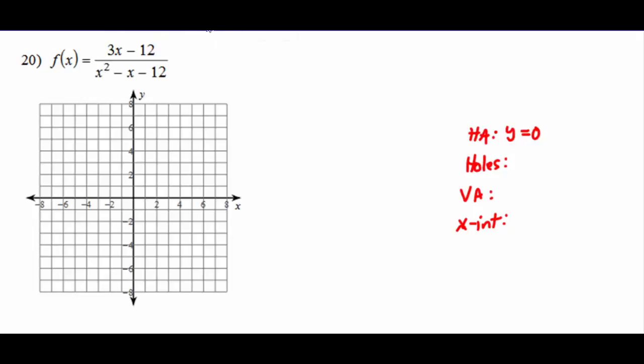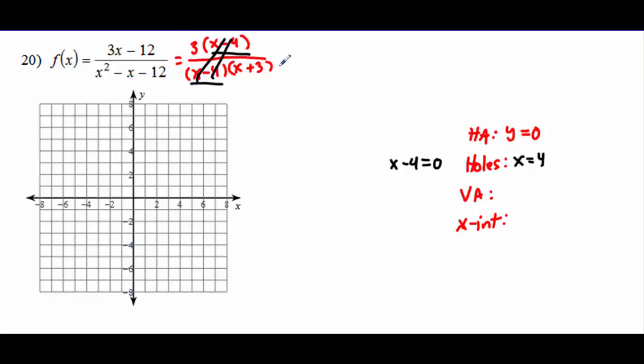After that, everything else we need to find requires us to factor this. So on top we say these both have a 3 in common, which leaves us with x minus 4. On the bottom, we split this up into 2 parentheses where we say what multiplies to get -12 and adds to get -1, which is -4 and +3. For our holes, we want to know if something cancels. X minus 4 cancels on top and bottom. So there is a hole where x minus 4 equals 0, which is at x equals 4. Then we ignore that for the rest of what we're finding.